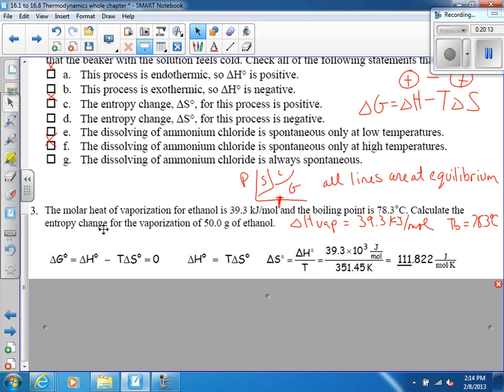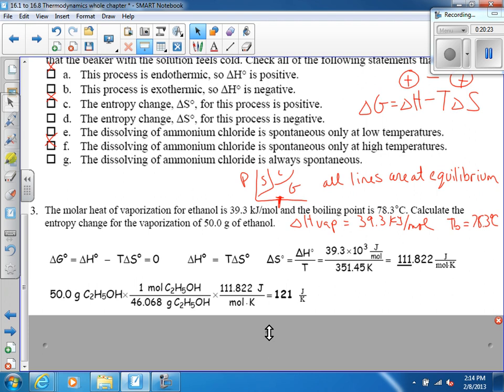Now we asked what's the entropy change for vaporizing 50 grams? Well, we know how many joules we would get for a mole. How about grams? Here we go. The entropy change for 50 grams of ethanol is 121 joules per Kelvin. We were keeping 3 sig figs here. 3 sig figs right here. Here we could have kept 4 sig figs, keep the answer up to the 10th place, and then at the very end we have to round to our 3 sig figs.